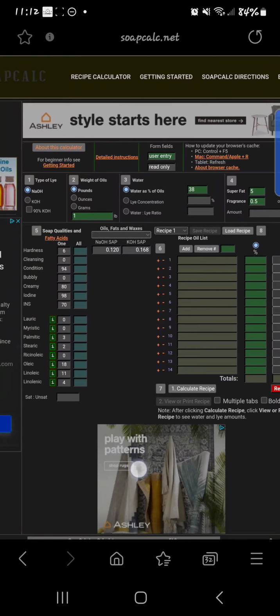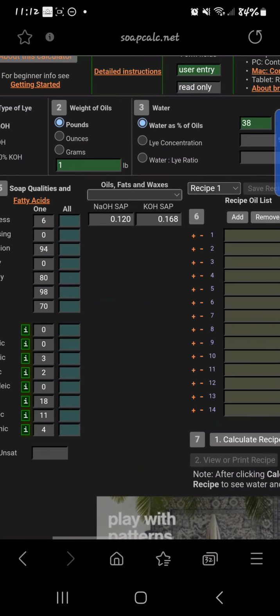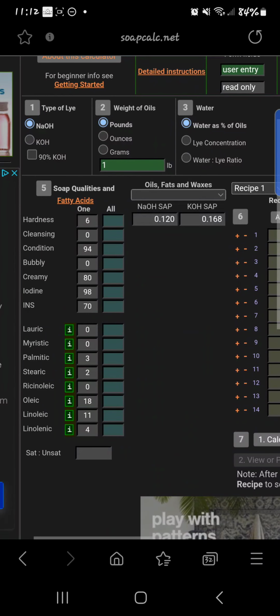So there's a couple things in this calculator, and let's just go over it quickly. In box number 1, it's the type of lye. So you have sodium hydroxide, which is the NaOH that's used to make bar soap, and then the potassium hydroxide, the KOH, is used to make liquid soap.